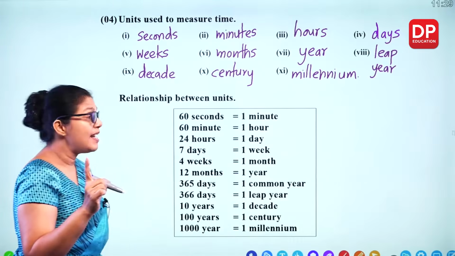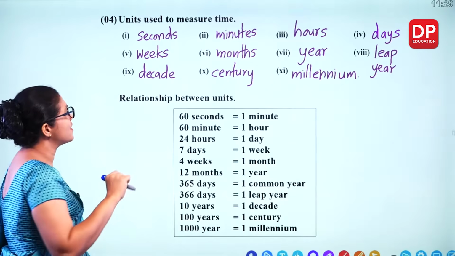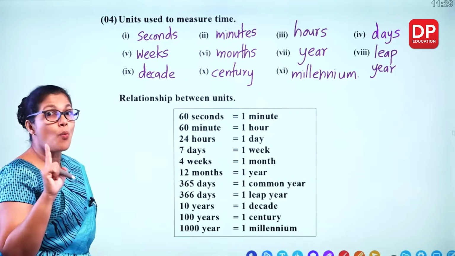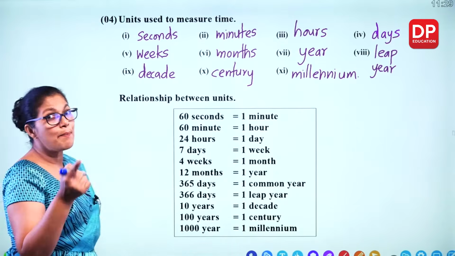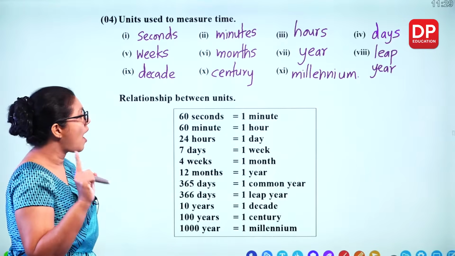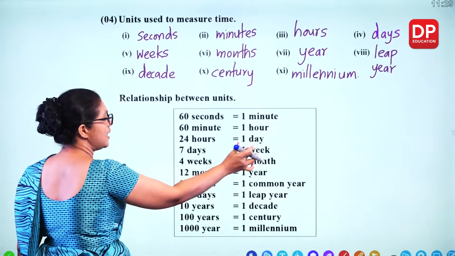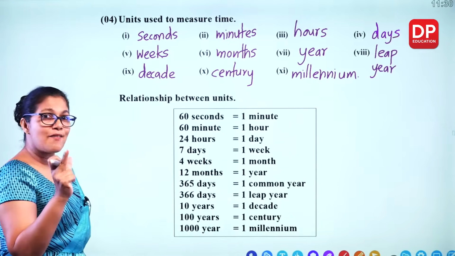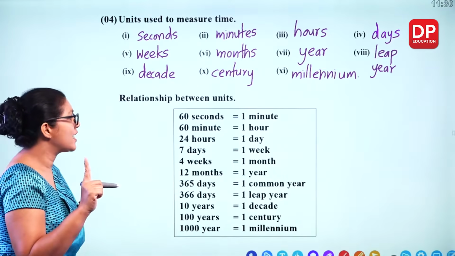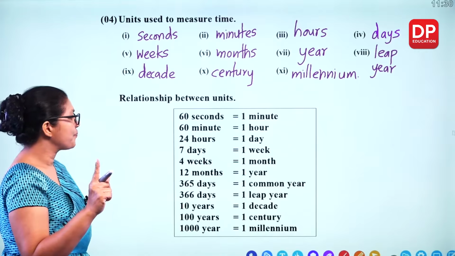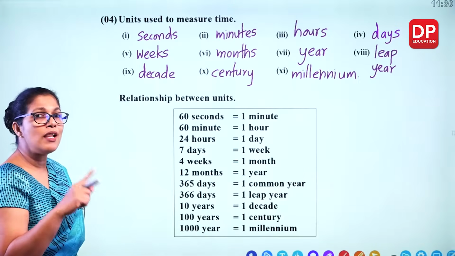Now, what's the relationship between these units? You need to know that 60 seconds is 1 minute. 60 minutes is 1 hour. 24 hours, 1 day. And when you get 7 days, we call that's a week. 4 weeks time, 1 month. And 12 months we call 1 year.